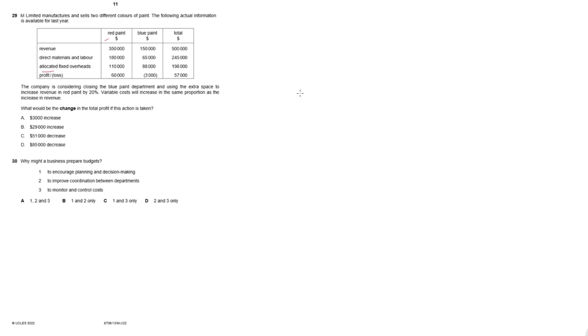Okay, currently the profit is 57,000. We will calculate the new profit and then we will calculate the change in profit. So okay, red paint department will get, blue gets closed, so we will only have red after that. Once blue gets closed, the revenue will increase by 20%. 350 into 20%, 70,000. So 420,000 will be the new revenue.